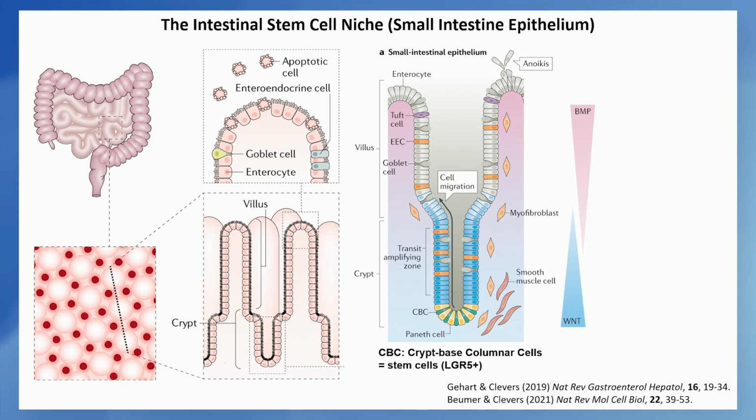So these cells are LGR5 positive, and they are surrounded by Paneth cells, which compose the niche and influence the activity of the stem cells by direct cell-cell interaction and by soluble factors. Wnt signaling is a very important one, with countergradients of bone morphogenetic protein gradients.